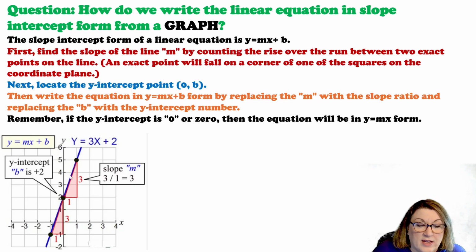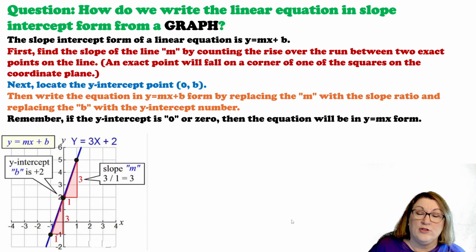Like, for instance, if you can see my cursor here, if I picked a point there, that's hard to determine what that point would be, because you're between 3 and 4 somewhere on the rise, and you're also between 0 and 1 somewhere. So we're talking about fractional points there. Exact points fall on the corner of one of the boxes or squares on the grid and also fall on the line. So that's why they chose these two points, because those two points are exact points.